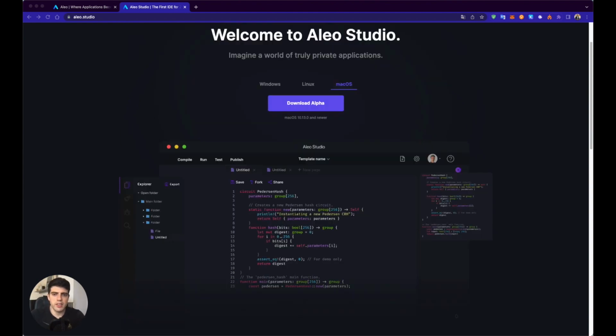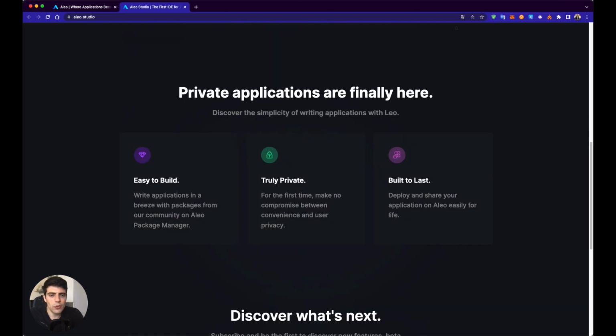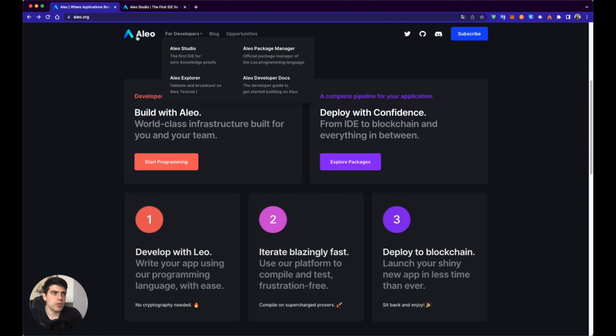Moreover, ALEO has introduced its own programming language called Leo. Leo looks and feels like a traditional programming language, yet under the hood it is far more complex. It abstracts low-level cryptographic concepts and makes it easy to integrate private applications into your stack. To jumpstart the development cycle, there is ALEO Studio, the first IDE for writing zero-knowledge applications. ALEO Studio you can find on the website by clicking on developers and then ALEO Studio.